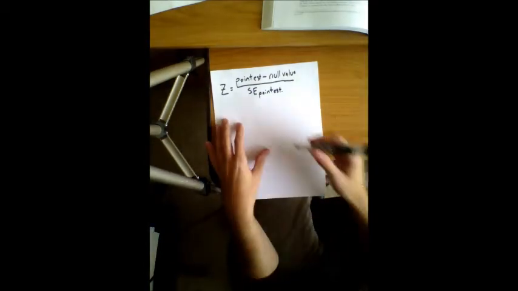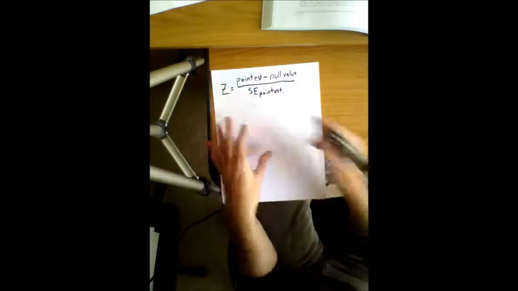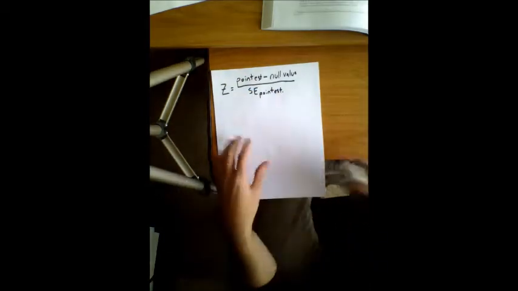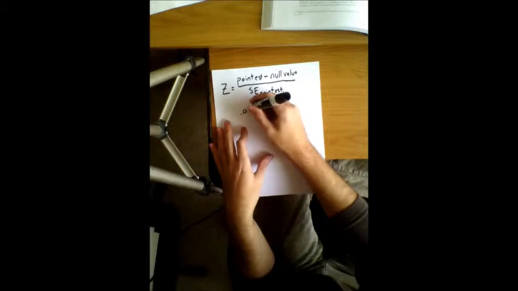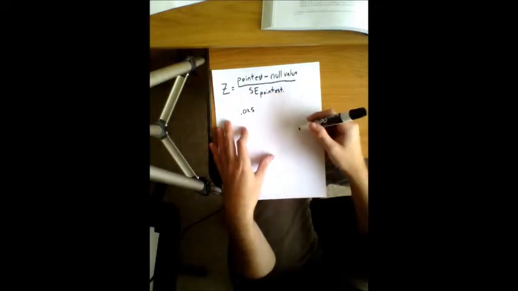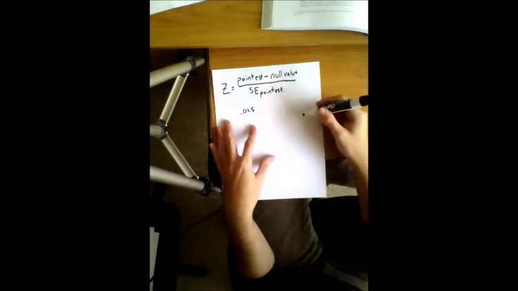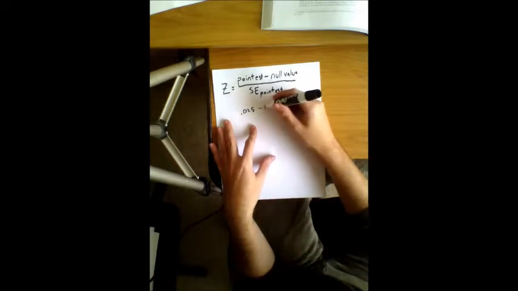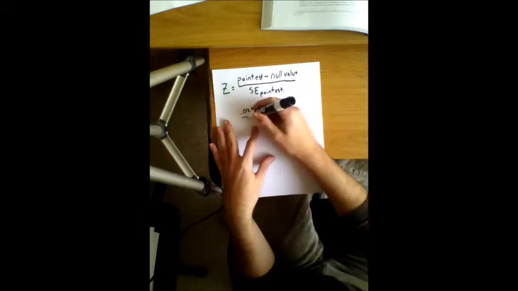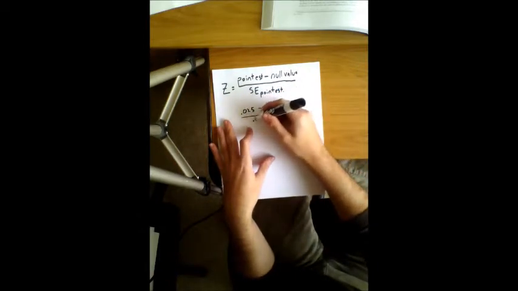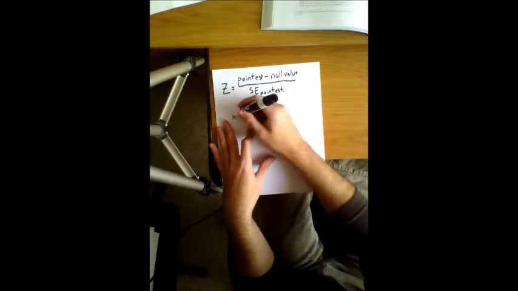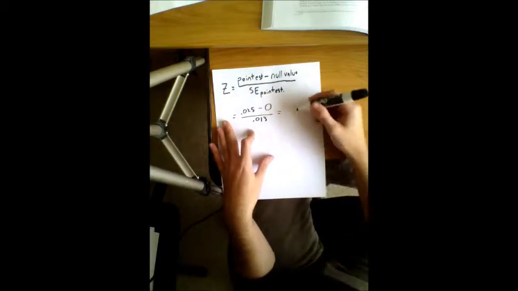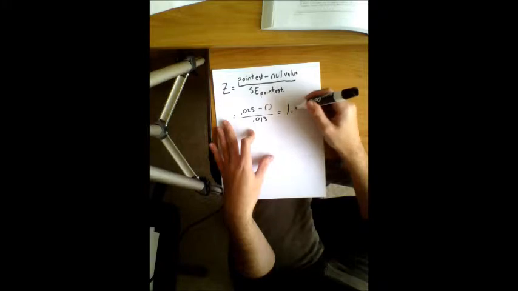So let's go ahead and just say our point estimate was 0.025. Our null value maybe 0. And our standard error is maybe 0.013. If this is what we have, then we find our z is 1.92.